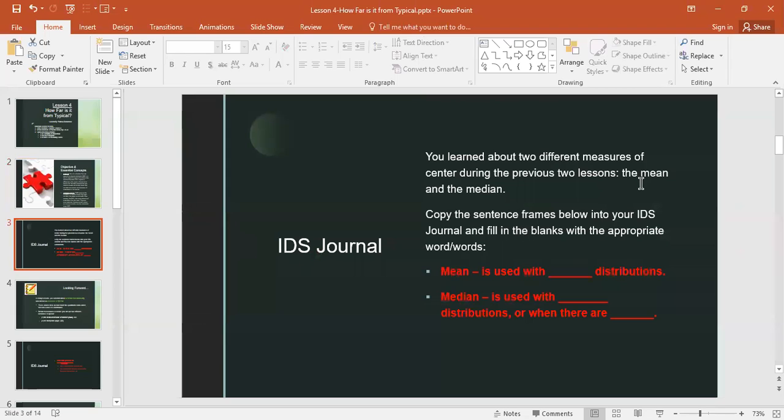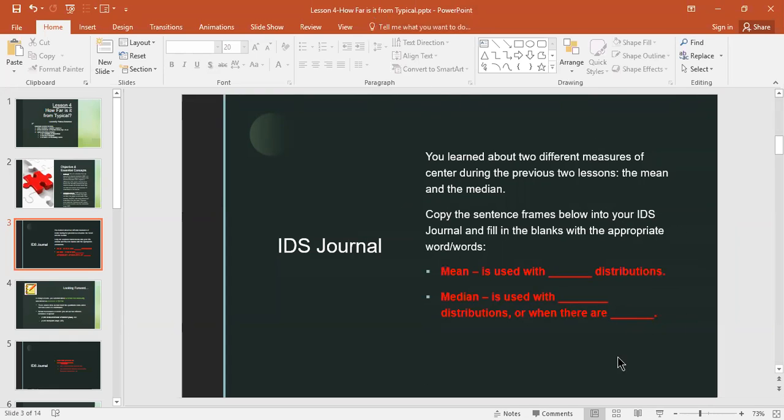First things first, though, let's do a quick journal entry. And yes, you are going to be writing this in your journal. Okay, and I want you guys to complete this little summary of lesson 3 from earlier in the week. It says you learned about 2 different measures of center during the previous 2 lessons. You learned about the mean and the median. Okay, so these sentences are already in your journal for you, right? So I want you guys to fill in the blanks with the appropriate words, okay? Mean is used with blank distributions. The median is used with blank distributions or when there are blanks, okay?